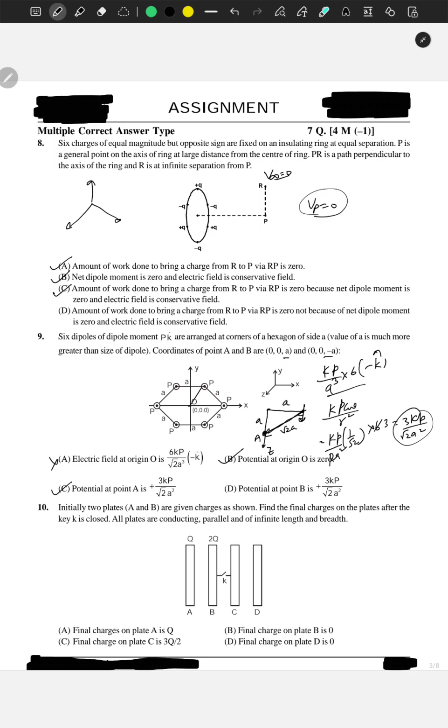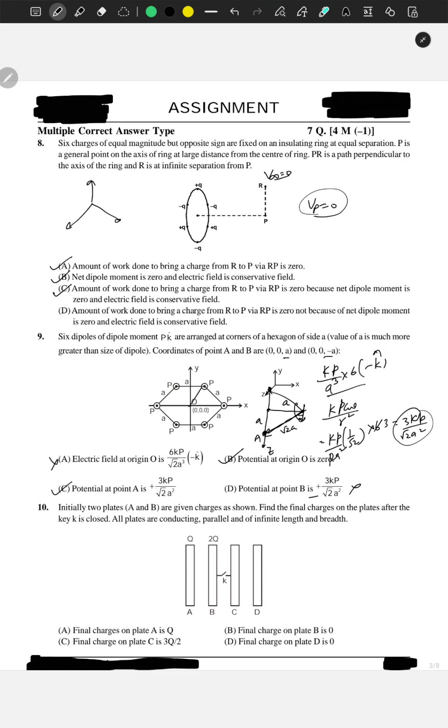And at the B point also we will get the same thing, but that will be negative because the B point will be on this side and that angle will be 135. So cos 135 is minus 1 by root 2. So it should be negative here. But we are getting positive, so that's why it is wrong. Magnitude wise both are the same, right?